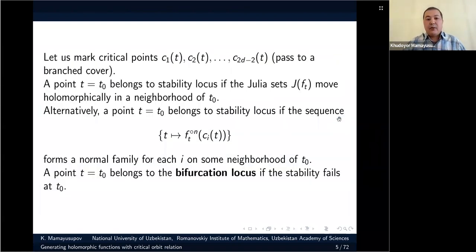So let's mark now the critical points. We have 2d minus 2 critical points. In order to mark them, we pass through a branched cover. As the conference title says, there is a Julia set, so I have to justify my talk. I say t equals t naught belongs to the stability locus if the Julia set moves holomorphically in a neighborhood of t naught. An alternative definition is by normal family. You take your critical points, you iterate by your function, and you obtain a sequence of holomorphic functions. If this is a normal family for each critical point, then the point belongs to the stability locus. If it fails, then it's called a bifurcation, so they belong to the bifurcation locus.